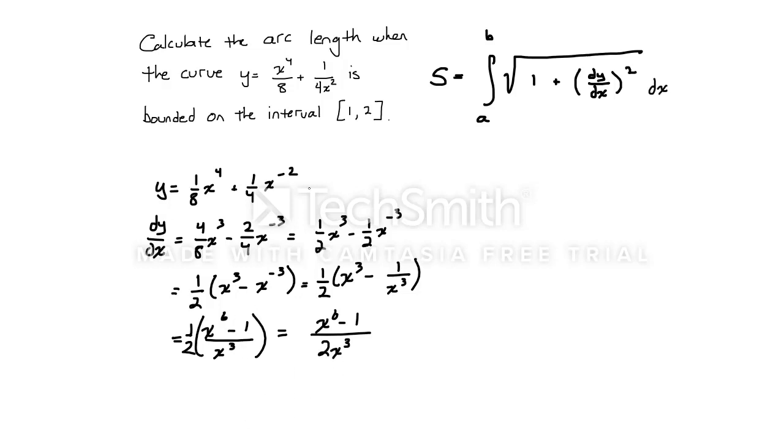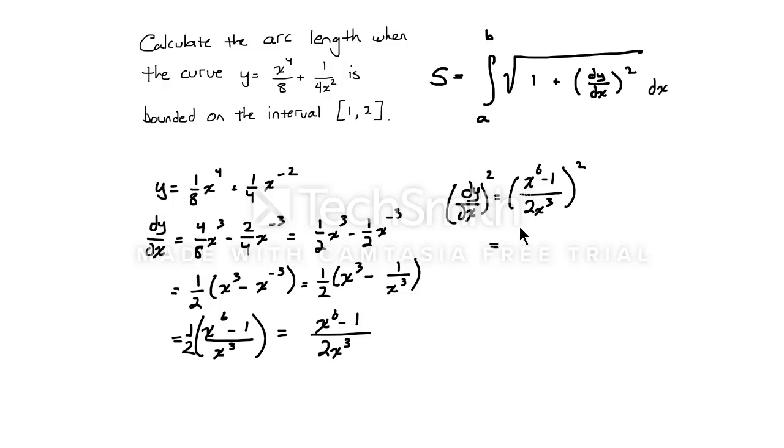That's some of the work out of the way, but the formula calls for dy/dx squared. So maybe I could get that out of this again before plugging this whole expression into the square root. dy/dx squared should be equal to x to the sixth minus 1 over 2x cubed, squared. We're going to have to do some work on that.